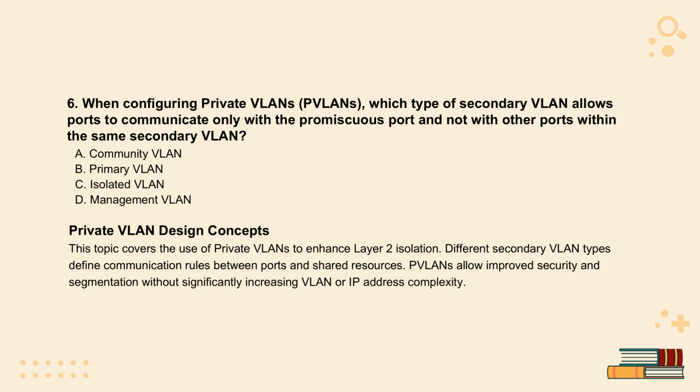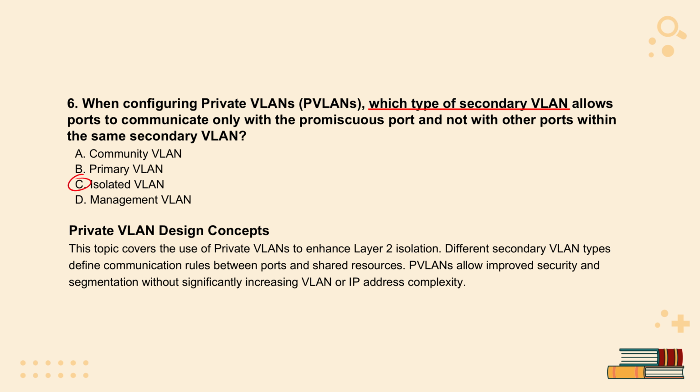Okay, one more on switching. Private VLANs, specifically the isolated VLAN. Great feature for shared environments, hotels, universities. The question asks which type of VLAN allows ports to communicate only with the promiscuous port. The terminology is always a bit funny, isn't it? The promiscuous port is just your gateway, your router. And the answer is an isolated VLAN.